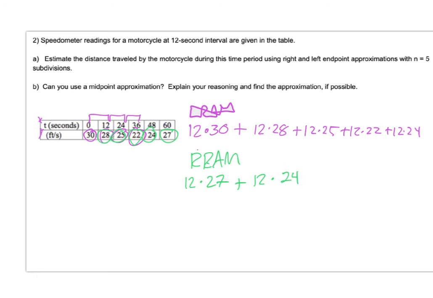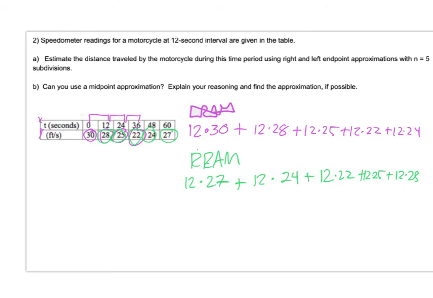22, 25, and 28. So 12 times 22, 12 times 25, and 12 times 28. And again, I'm not going to simplify these. I will talk about the units for this. So if we're multiplying seconds times feet, we get feet as a unit. That's really important as well.